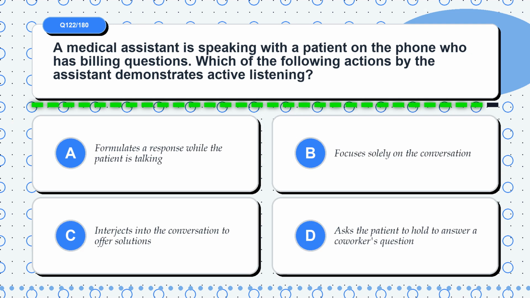Question 122. A medical assistant is speaking with a patient on the phone who has billing questions. Which of the following actions by the assistant demonstrates active listening? Here are the options. Option A, formulates a response while the patient is talking. Option B, focuses solely on the conversation. Option C, interjects into the conversation to offer solutions. Option D, asks the patient to hold to answer a coworker's question.